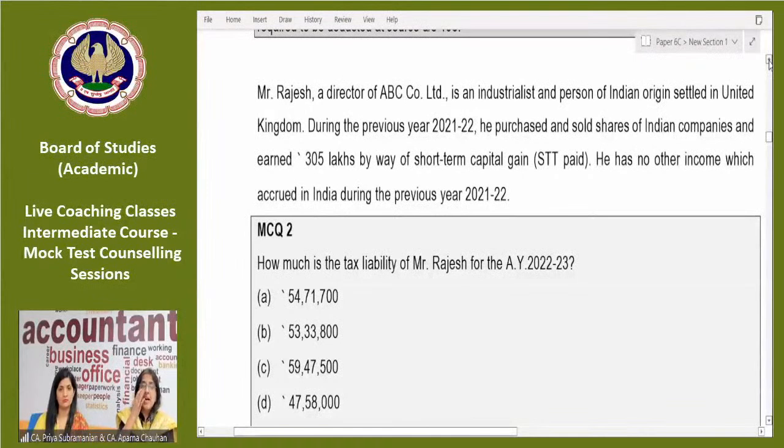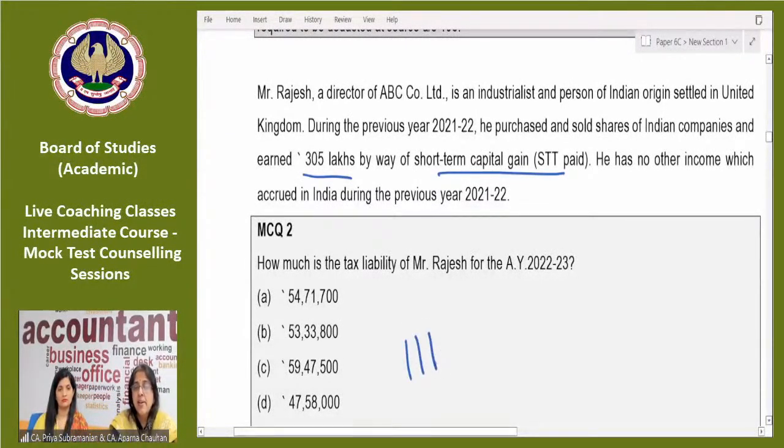Next set: Mr. Rajesh, a director of ABC Company Limited, is an industrialist and a person of Indian origin settled in UK. During the previous year 21-22, he purchased and sold shares of Indian companies and earned 305 lakhs by way of short-term capital gain. He has no other income which accrued in India during the previous year 21-22. So he's a non-resident. He purchased and sold shares and earned 305 lakhs by way of short-term capital gain.